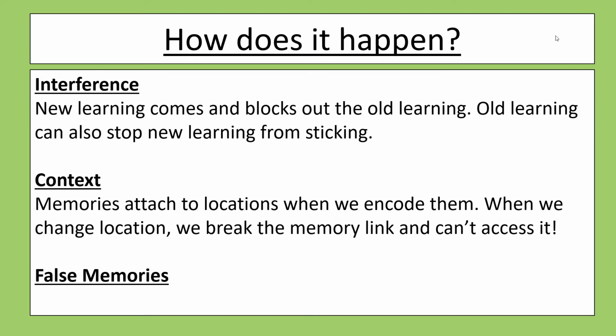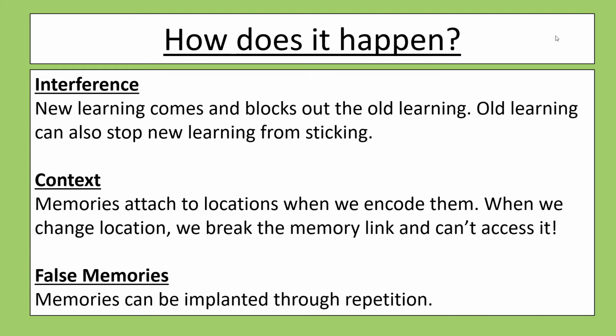And finally, how do false memories occur? Well, false memories are things that are often implanted in our brain, which makes us think that they really did genuinely happen. And the main way that happens is just through repetition.